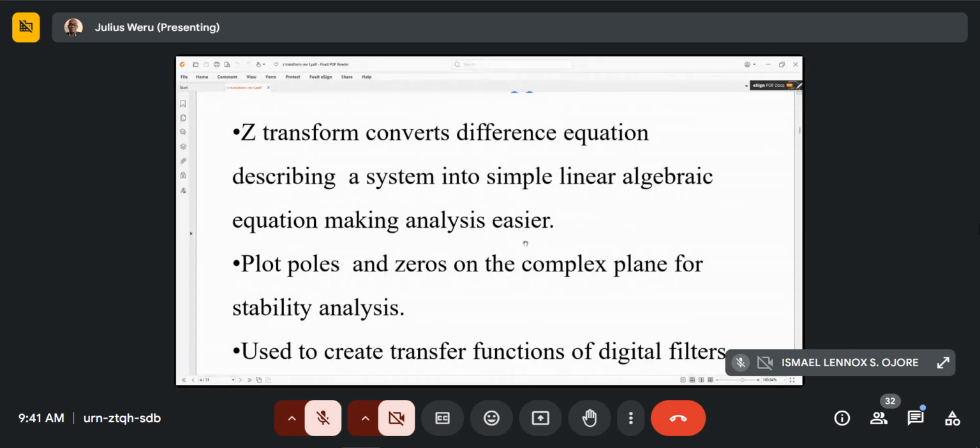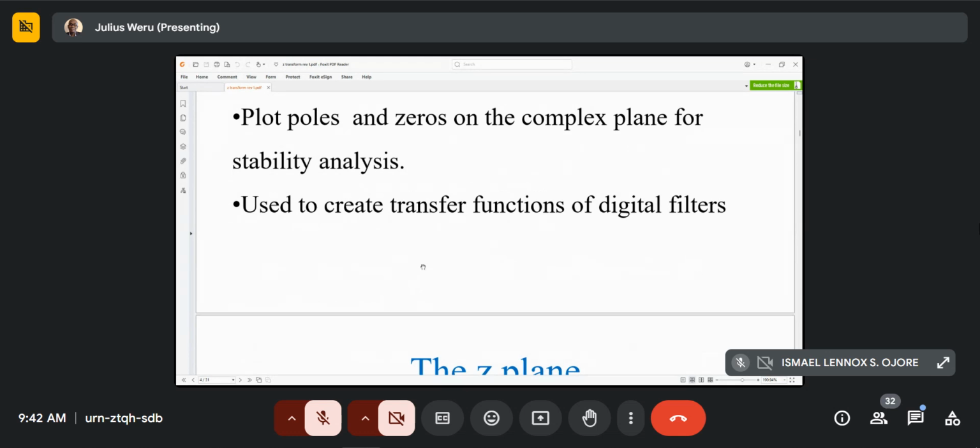Now this will be very easy to see. Plot poles and zeros on the complex plane for stability analysis. Yeah, you can plot your poles and zeros in the complex plane. That becomes very good because you are just going to be dealing with that complex plane, and it's easier than when you deal with the Cartesian, with x and y.